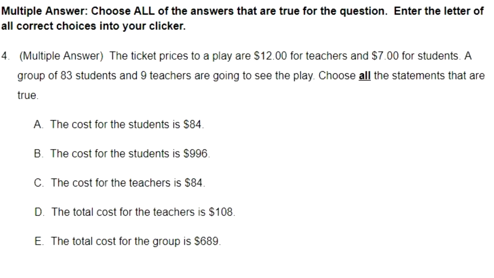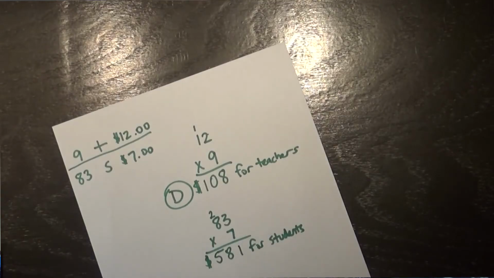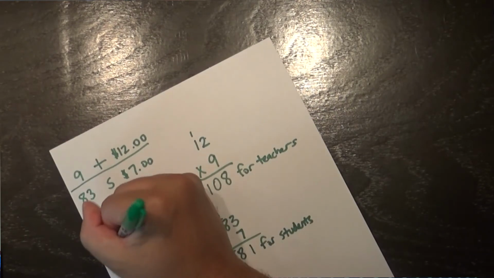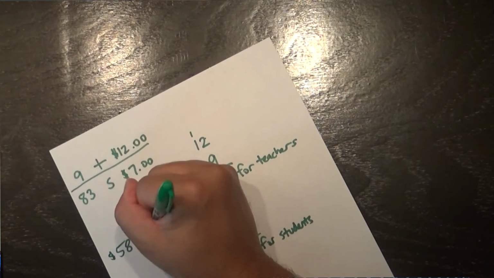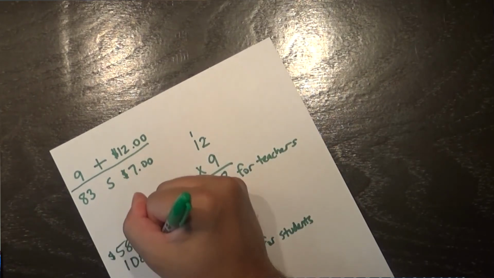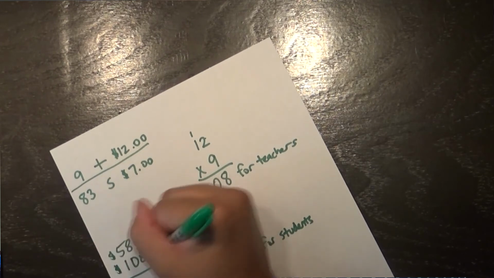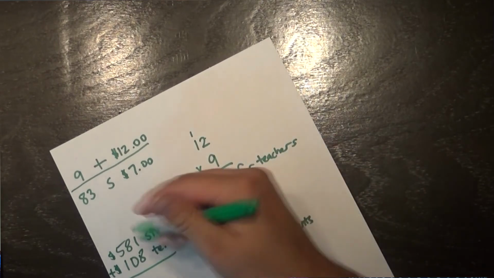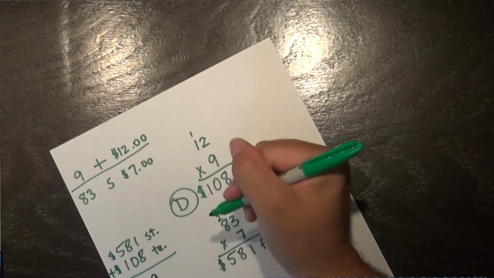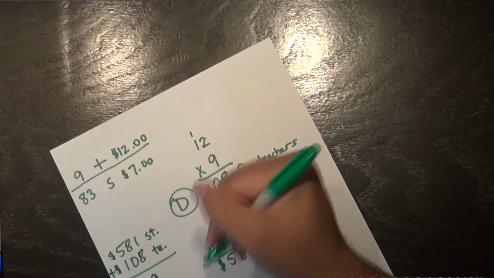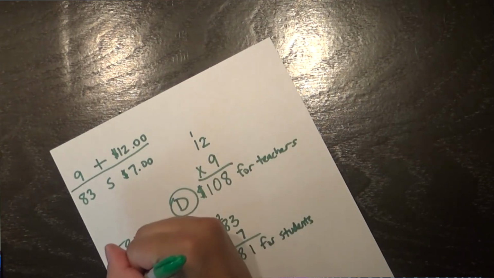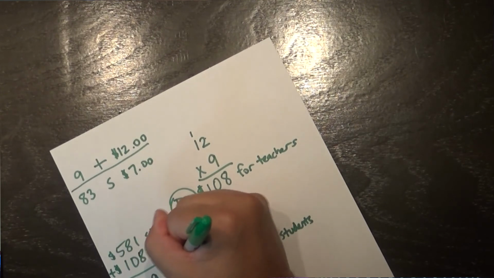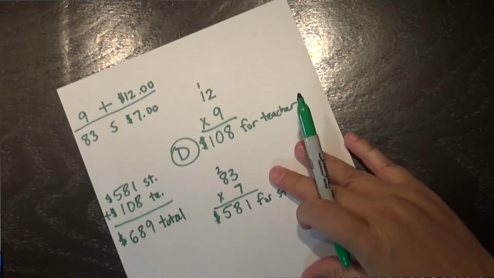Let's look at option D, though. It says the total cost for the group is $689. Now, there's still a chance that E could be correct. So let's take a look and see. So if it costs $581 for the students and $108 for the teachers, if we add these things together, that's going to give us the total cost for the trip. So let's do some addition. We have 8 plus 1, that gives me 9. 8 plus 0, that gives me 8. 5 plus 1, that gives me 6. That's $689 total for teachers and students.